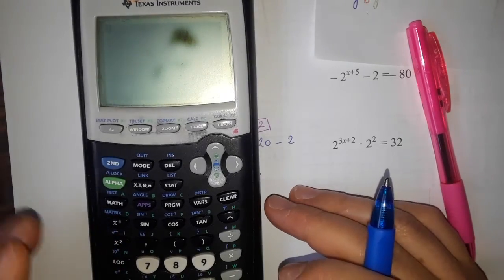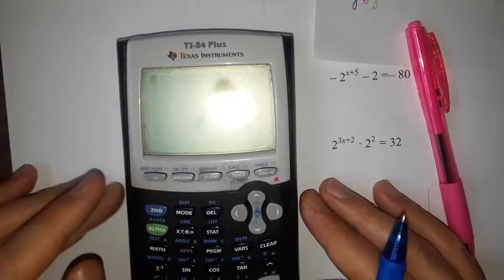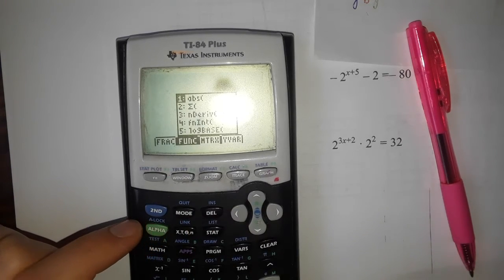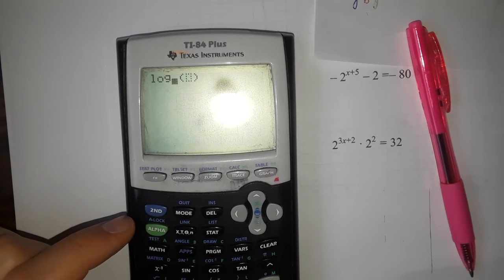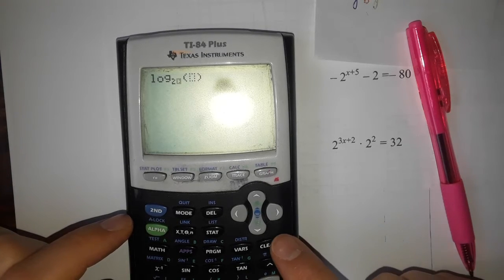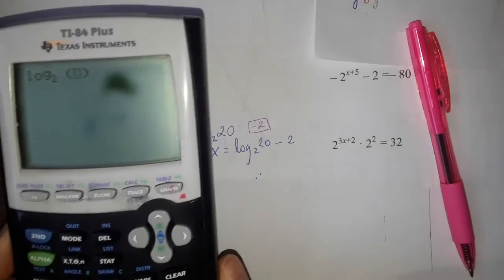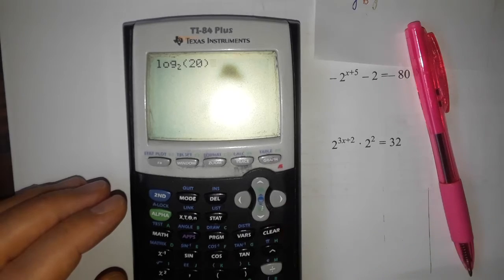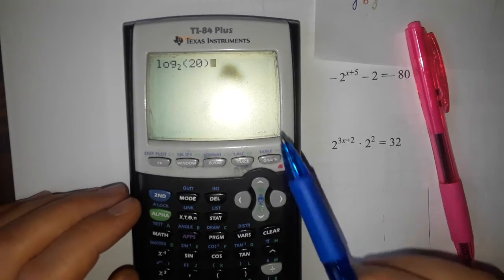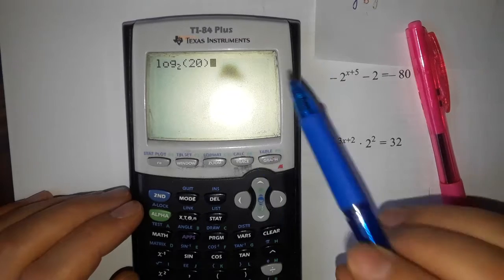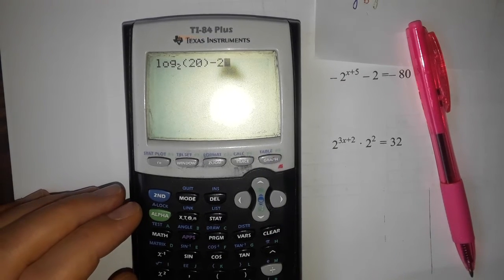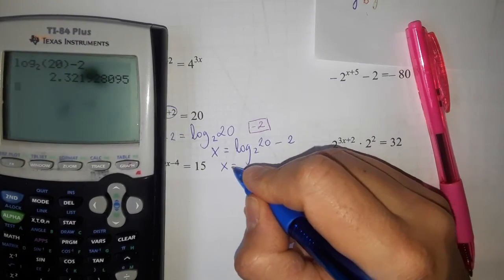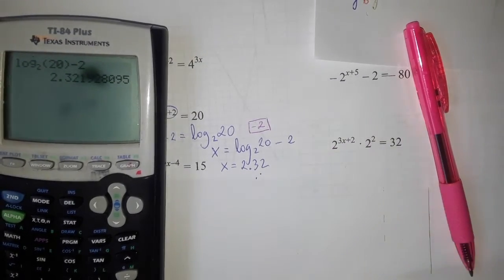So we can do, let's see, not second, it's alpha f2, log base 2 of 20. And then minus 2. It has to be outside of the parentheses. Some students would put it inside. No, it's outside of the parentheses. Minus 2. Here we go. 2.32. Okay, so that's the answer for this problem.